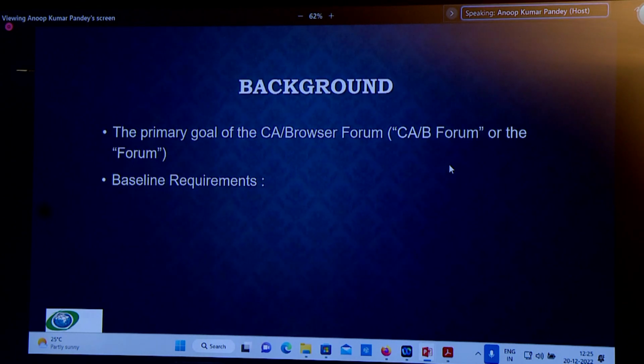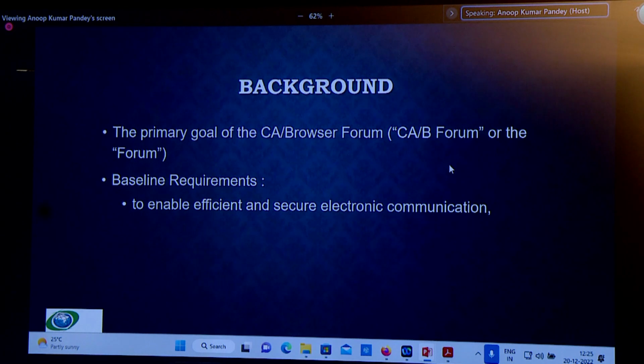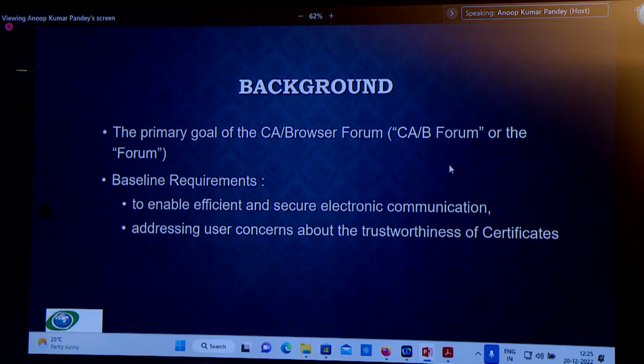The primary goal of this CAB Forum is basically to set a baseline requirement and a network requirement, to enable efficient and secure electronic communication. This is what they are looking at, addressing the user concerns about the trustworthiness of the certificates.